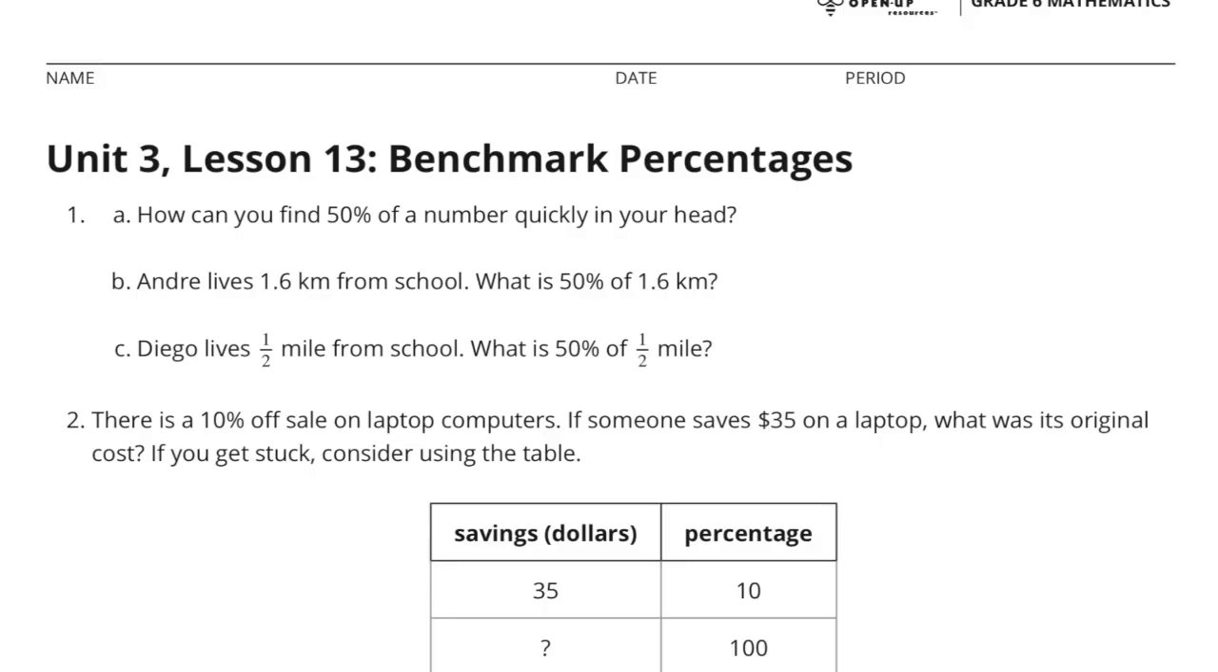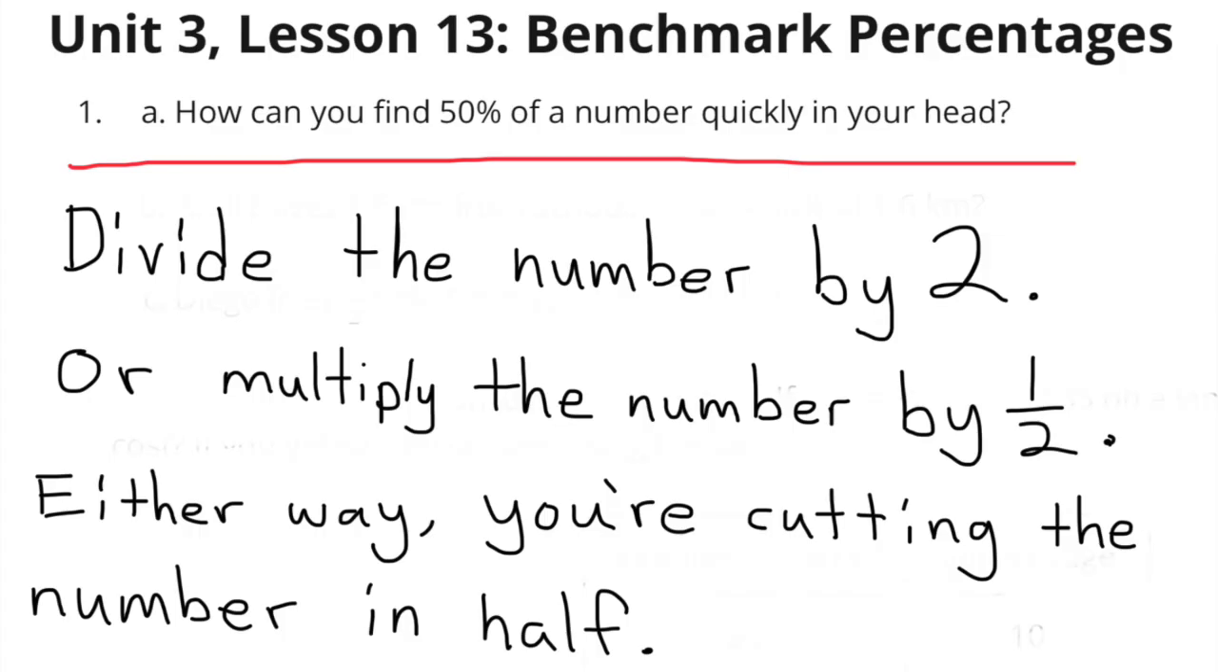Unit 3, Lesson 13, Benchmark Percentages. Number 1A, how can you find 50% of a number quickly in your head? You can divide the number by 2 or multiply the number by 1/2. Either way, you're cutting the number in half.